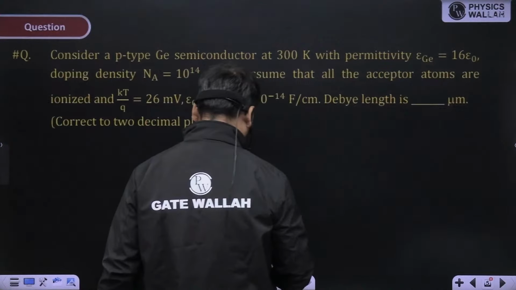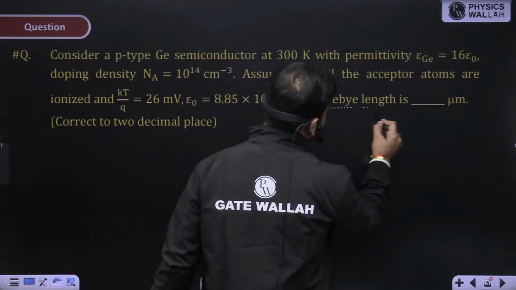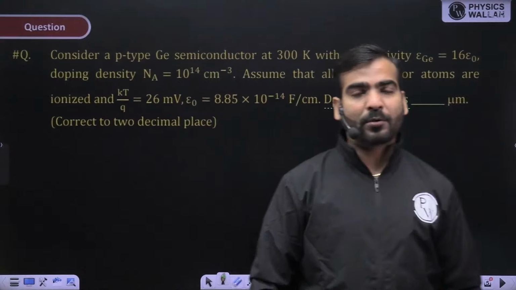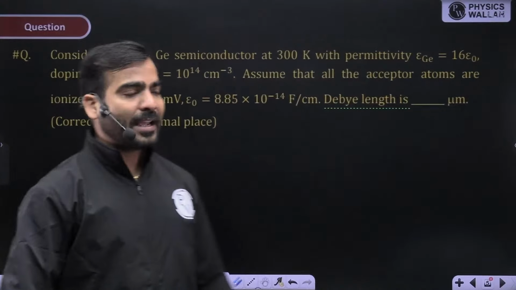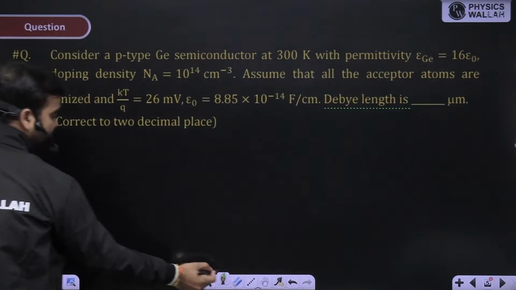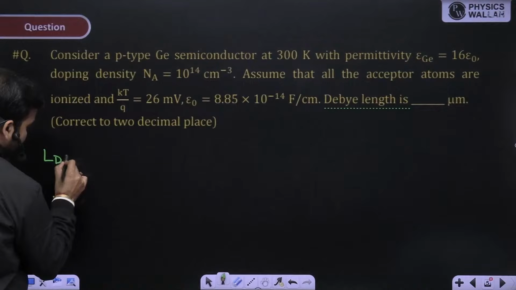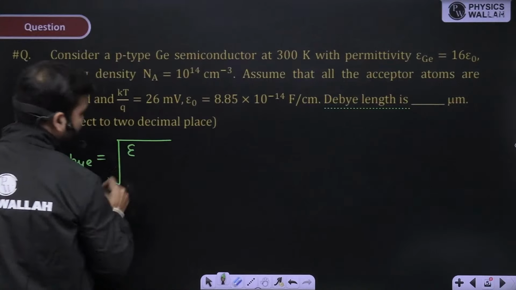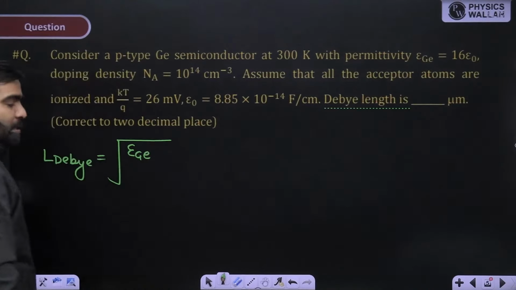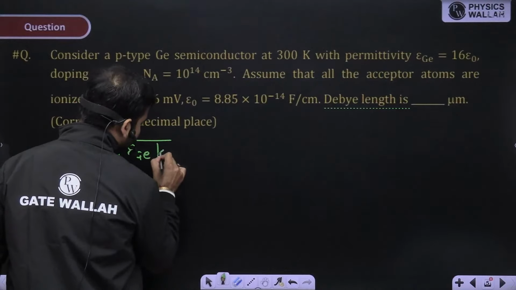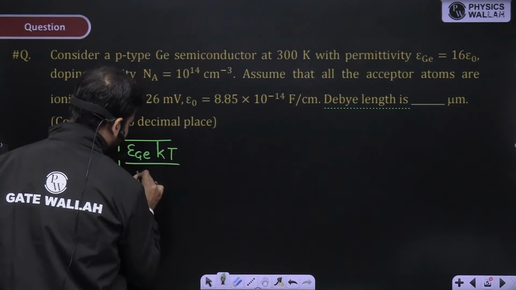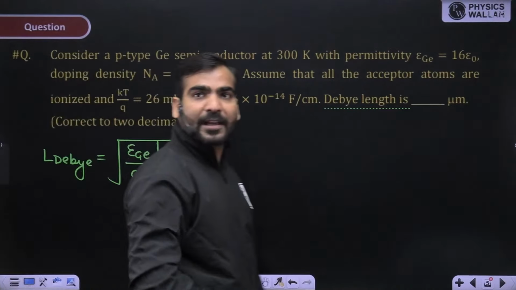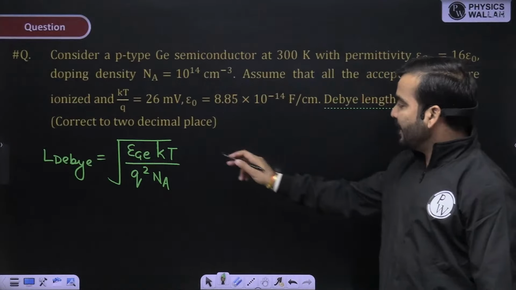Those who have studied electronic devices and the MOS capacitor in my class probably know what Debye length is. So how do we calculate the Debye length for a p-type semiconductor? The Debye length L Debye is equal to the square root of the permittivity of the material, that is germanium, epsilon germanium, into small kT, upon q square into doping. Doping is Na.